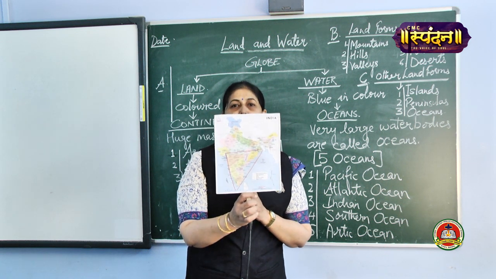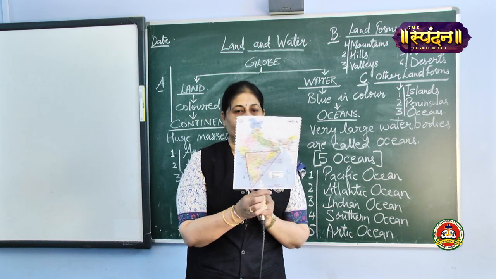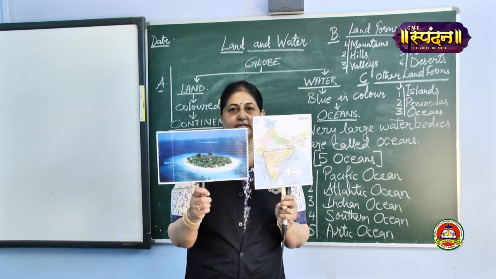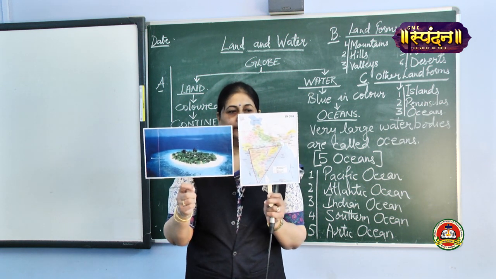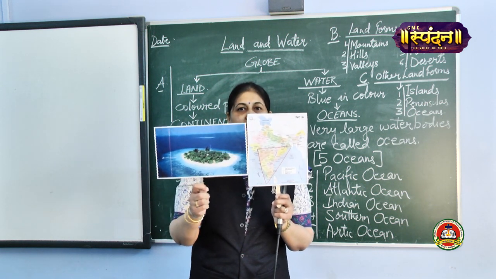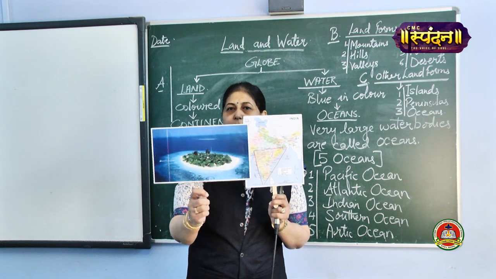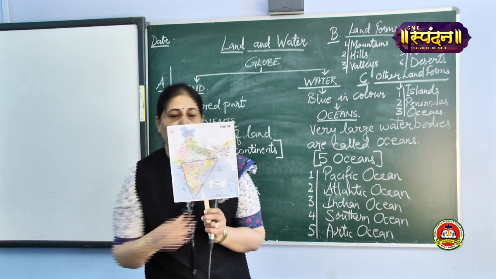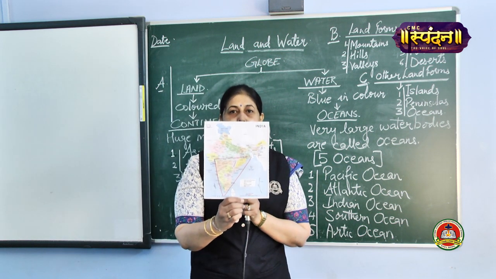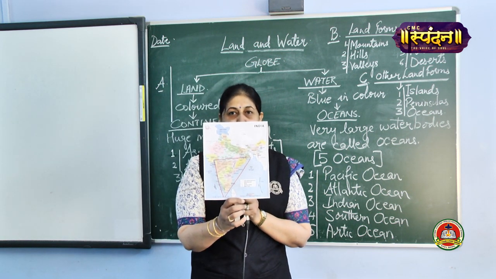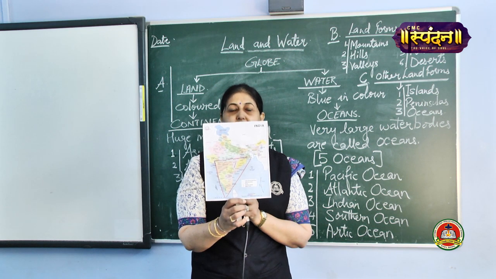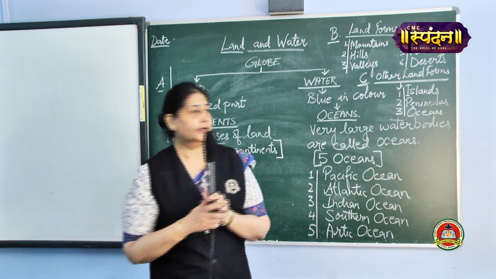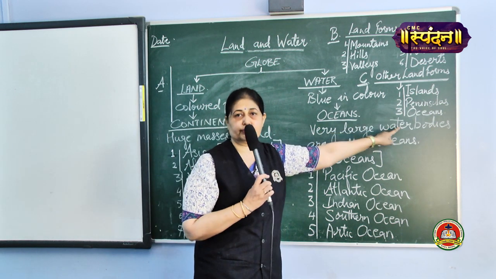Now what is the difference between a peninsula and an island? Can you see and tell me? This is an island, surrounded by water on all its sides. Whereas in a peninsula, there is water on three sides, and the fourth side is connected to land. Yes? Then the third point is oceans.